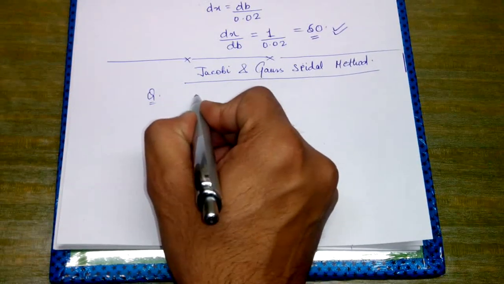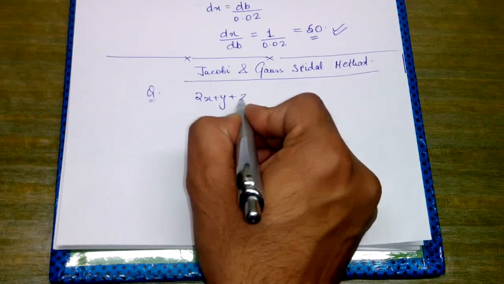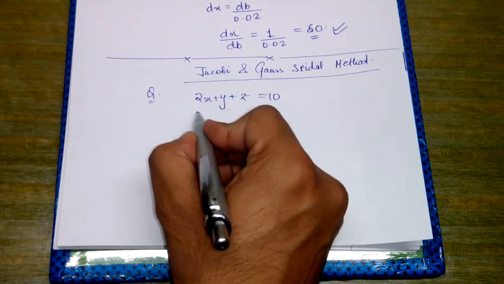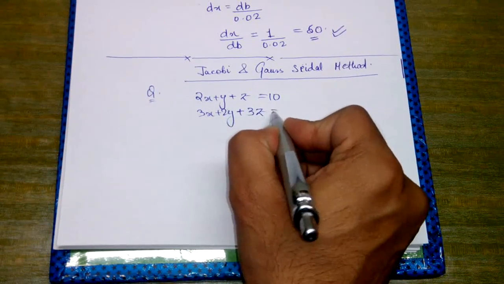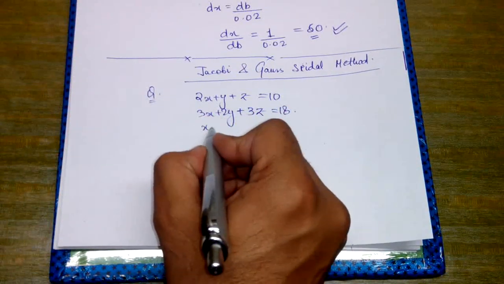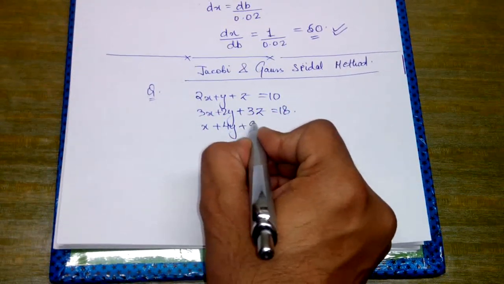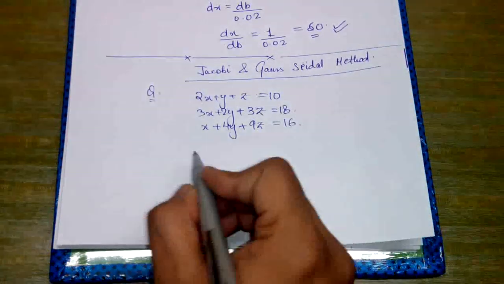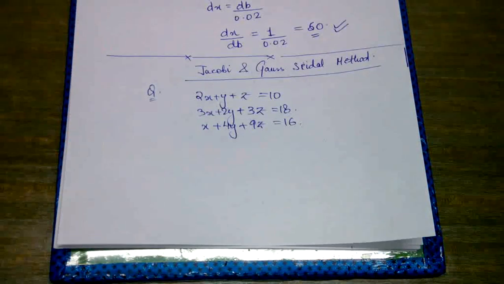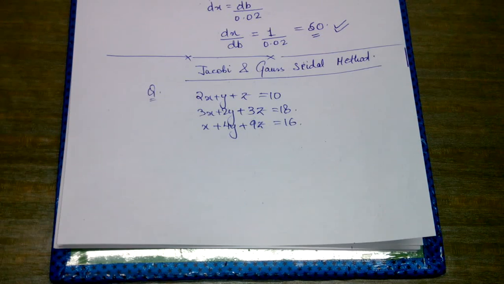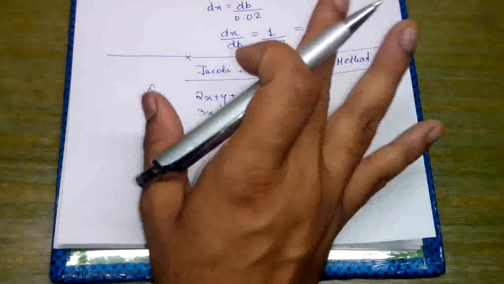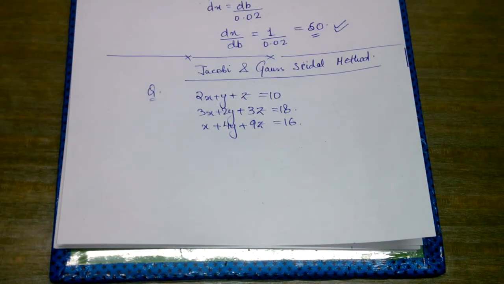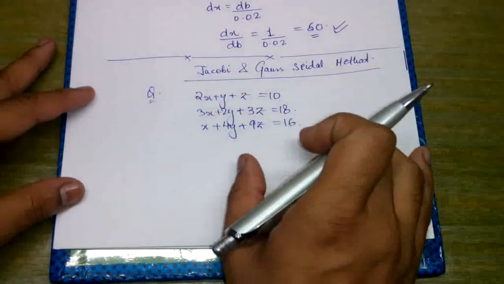So I am taking a question, say 2x plus y plus z is equals to 10, 3x plus 2y plus 3z is equals to 18, and x plus 4y plus 9z is equals to 16. We have to solve the same question by means of Gauss Seidal and Jacobi methods. So I will simply make a table and illustrate how to solve these two equations.